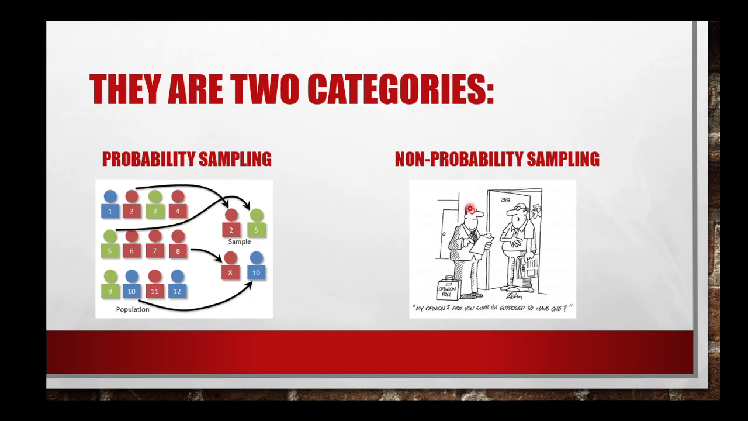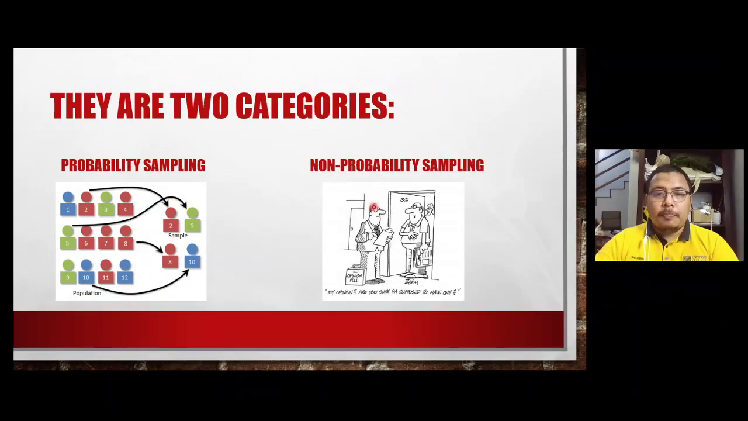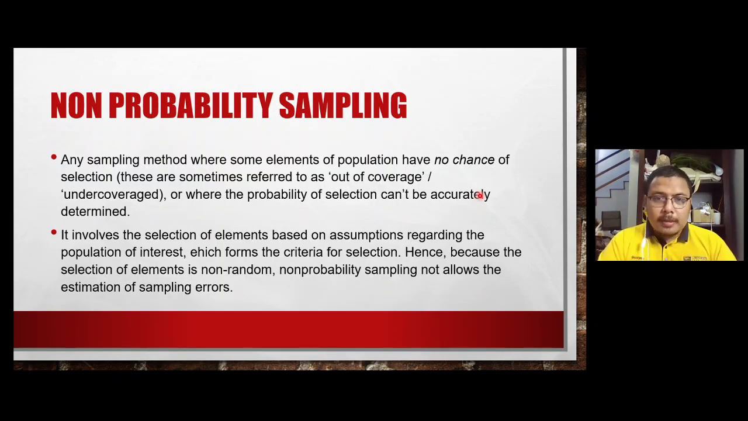There are two categories of sampling. First is probability sampling, and another one is non-probability sampling. In non-probability samples, some elements have no chance of being selected. It involves the selection of elements based on assumptions regarding the population of interest, which forms the criteria for selection.